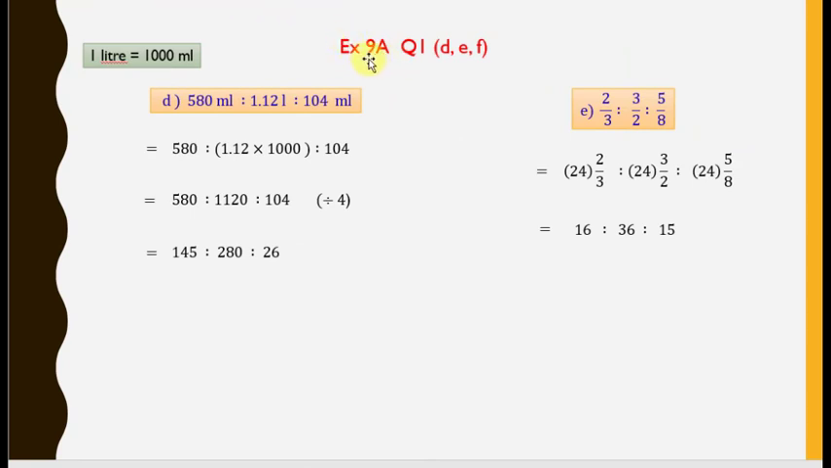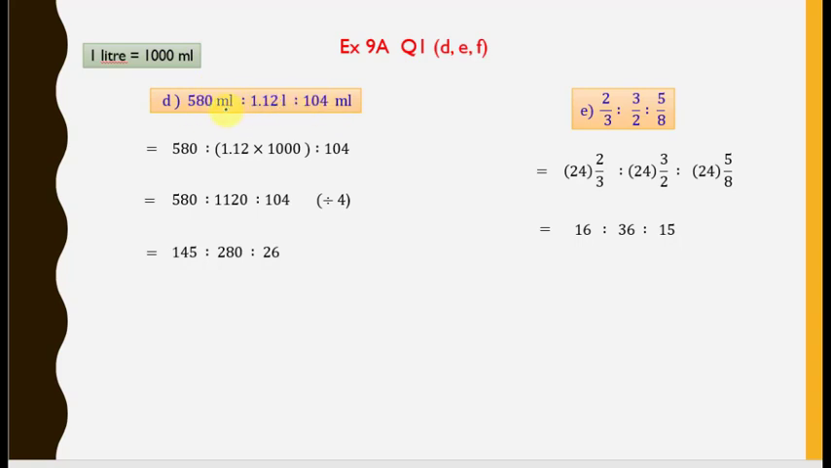Now we will solve exercise 9a and its question number 1, part D, E and F. Here I am going to discuss part D. 1 liter is equal to 1000 milliliters. Fine. And as you can see, all these values are not the same.